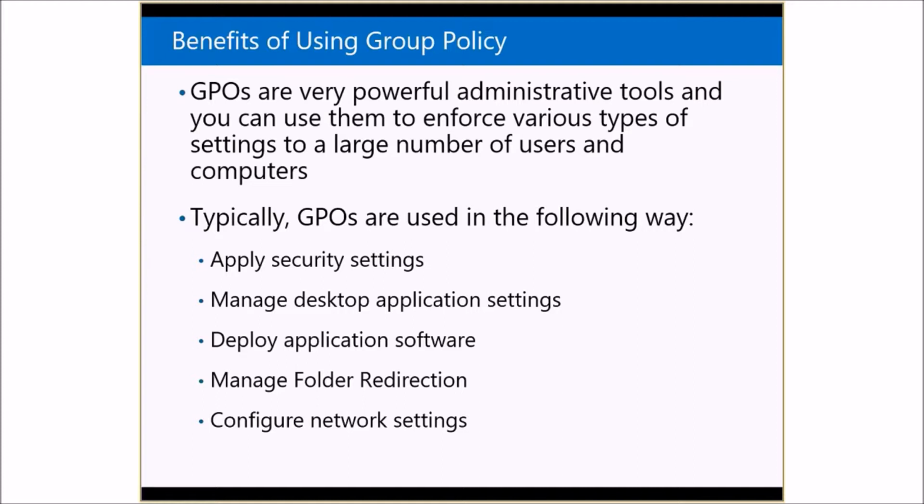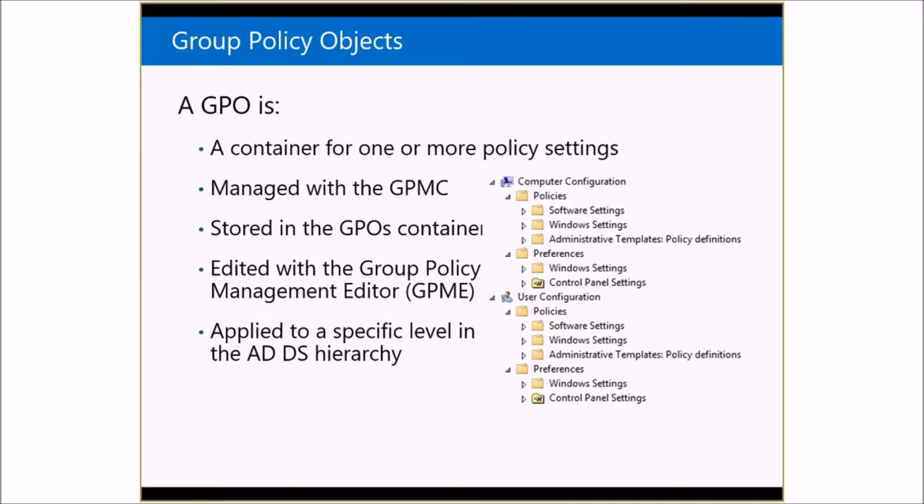Okay, so all their work that they've been saving to My Documents ends up being on their home directory and backed up. We can also configure their network settings, like their firewall, the ability to change TCP/IP addresses, and many other examples. A GPO is a container for one or more policy settings, and we manage it with the Group Policy Management Console, and they're stored in containers, in the GPO containers. We edit them with the Group Policy Management Editor, and we apply it to a specific level on the Active Directory hierarchy. And if you look at this picture, this is basically what I showed you before.